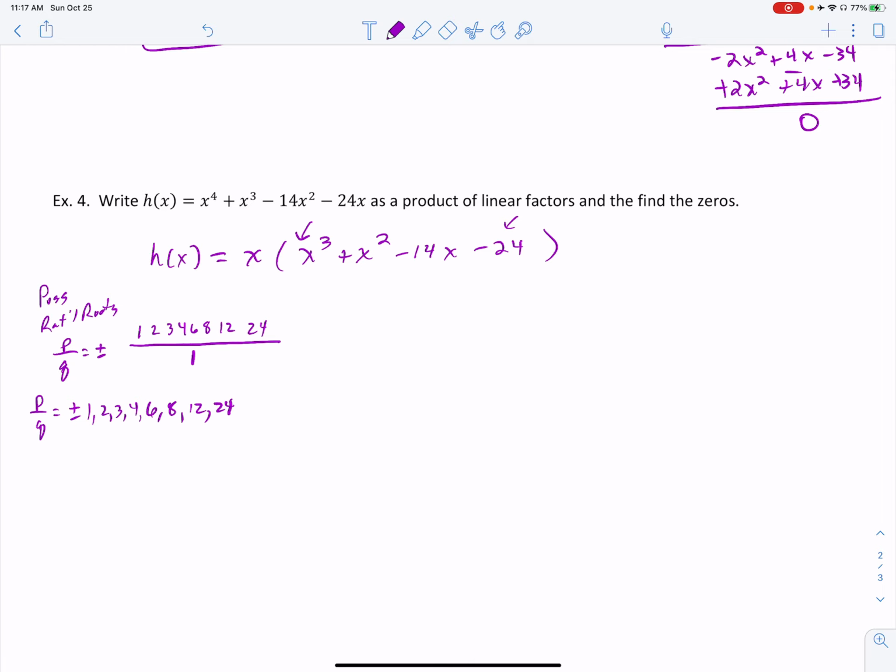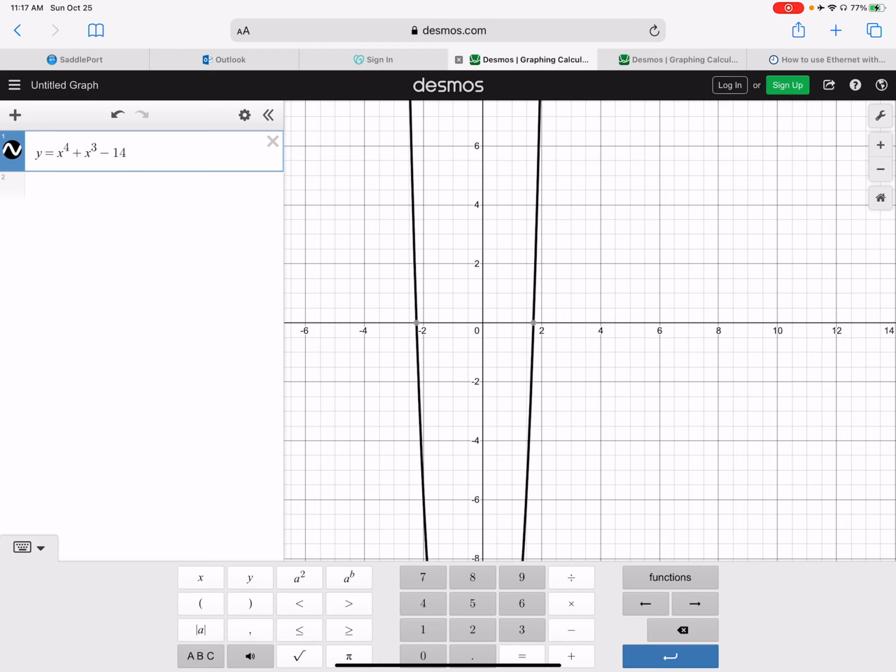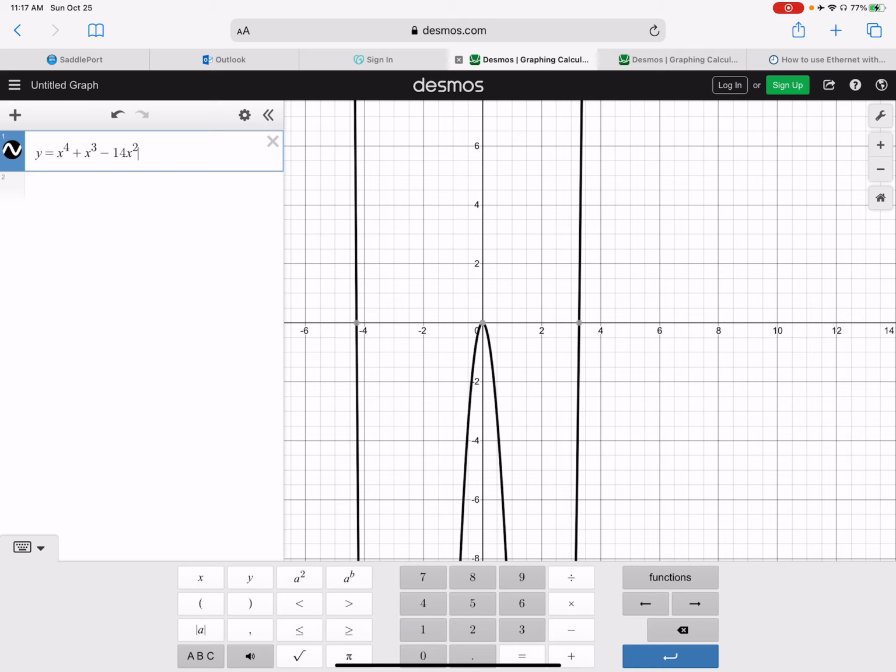Let's see if I can do better this time. Okay, so go to Desmos and put y equals x to the 4th, and then plus x cubed, arrow to the right, minus 14x squared and minus 24x.